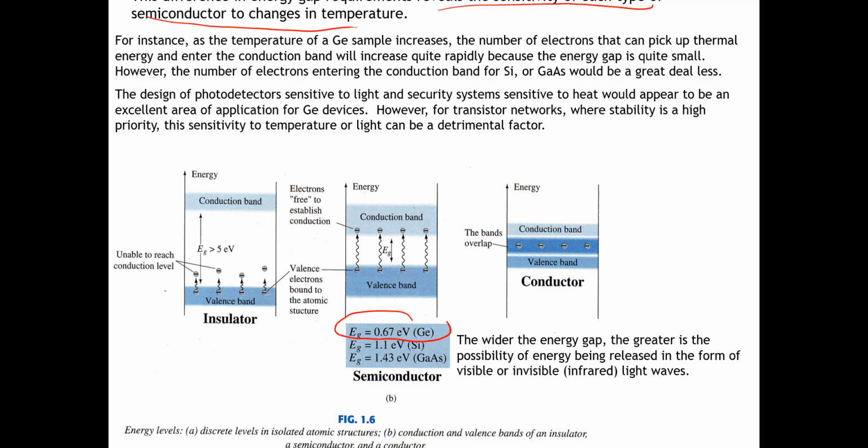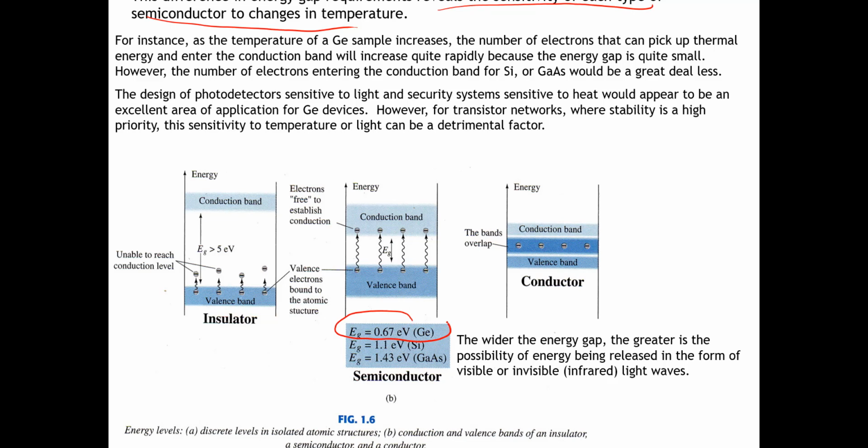But for gallium arsenide, the energy gap is higher. So if the temperature increases, maybe the energy from the temperature is not enough for the electron to move from the valence band to the conduction band. So we can use germanium as a photodetector because it's sensitive to light. If light comes to the semiconductor, the electron can move freely from the valence band to the conduction band.